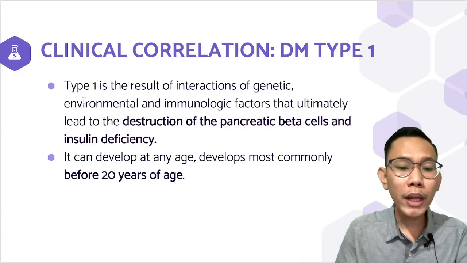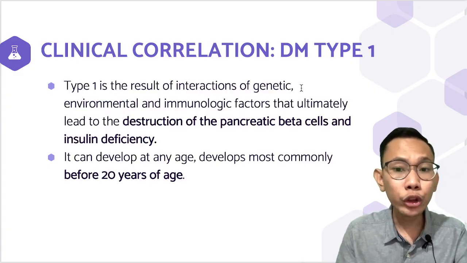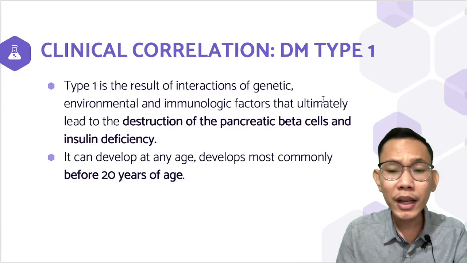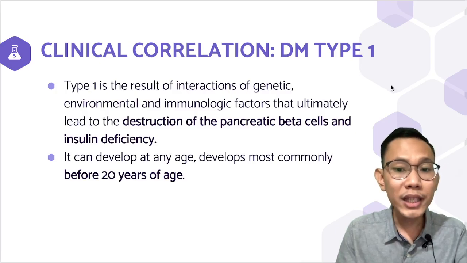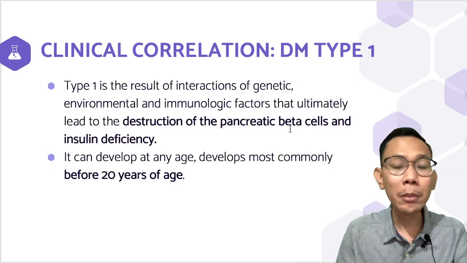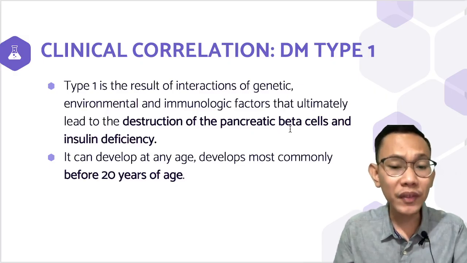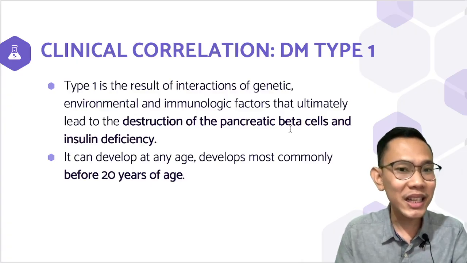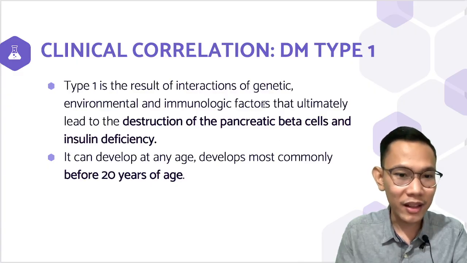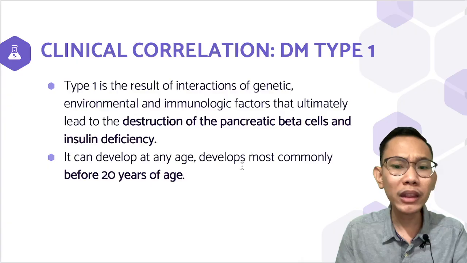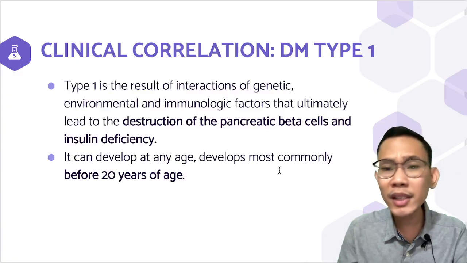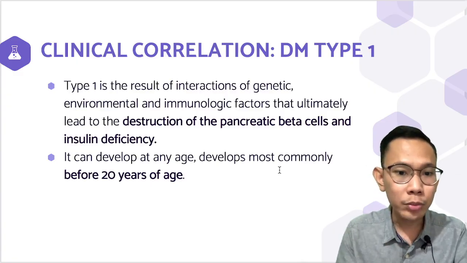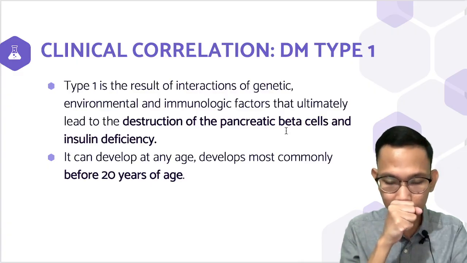So, your DM type 1 is the result of the interaction of genetic, environmental, and immunologic factors that ultimately lead to the destruction of your pancreatic beta cells and insulin deficiency. So again, destruction of your pancreatic beta cells. Sinisira ng sariling katawan natin yung beta cells. It can be developed at any age but develops most commonly before 20 years of age. So therefore, age of onset, usually younger age, before 20 years of age.